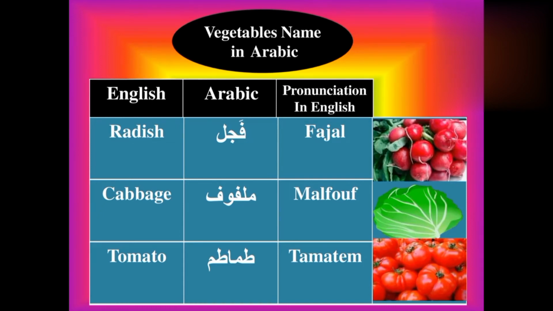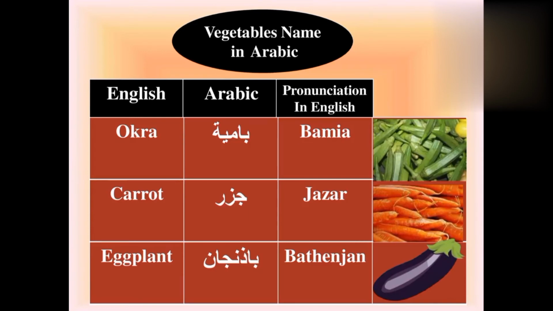Cabbage we use in Arabic malfoof. Malfoof means cabbage. Now see tomato. For tomato we use in Arabic tomatim. Tomatim means tomato. Now see okra. For okra we use in Arabic bamia. Bamia means okra. Now see carrot.